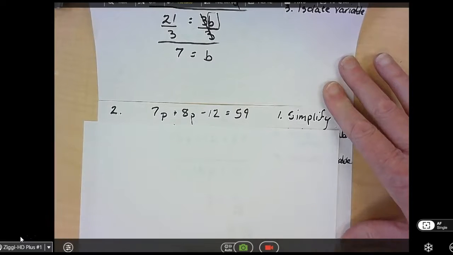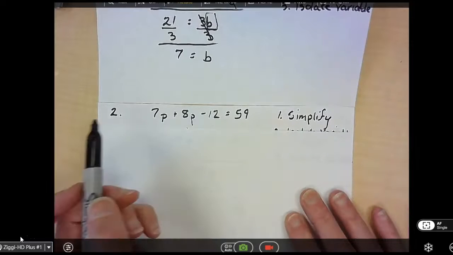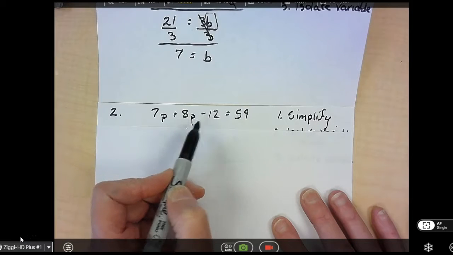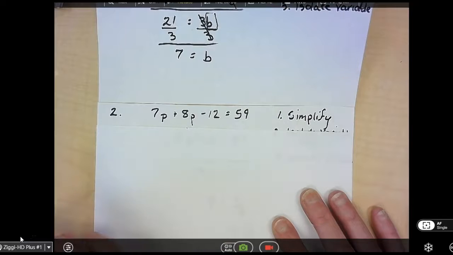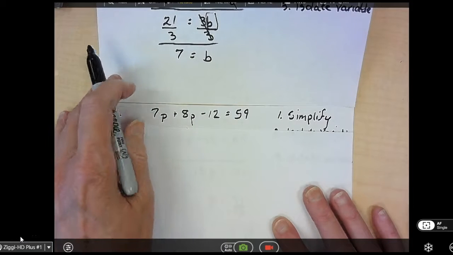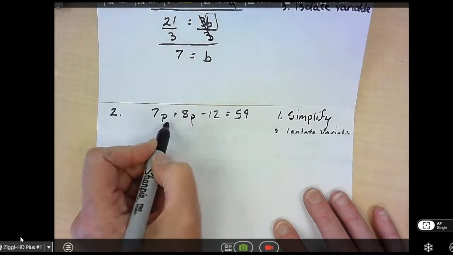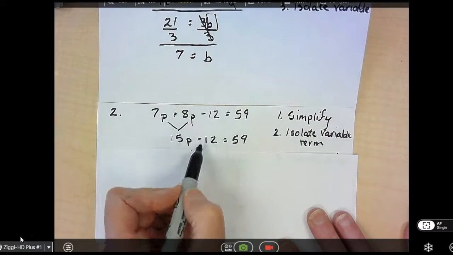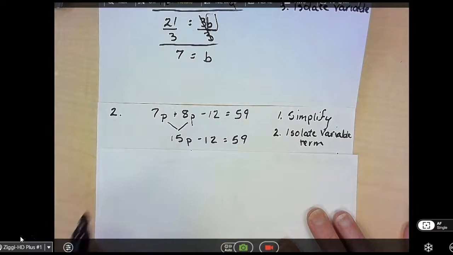So on the second one, again, I want to simplify first. So I have 7p plus 8p minus 12 equals 59. 7p plus 8p, I can add those together, which is 15p. Bring down the minus 12 equals 59.